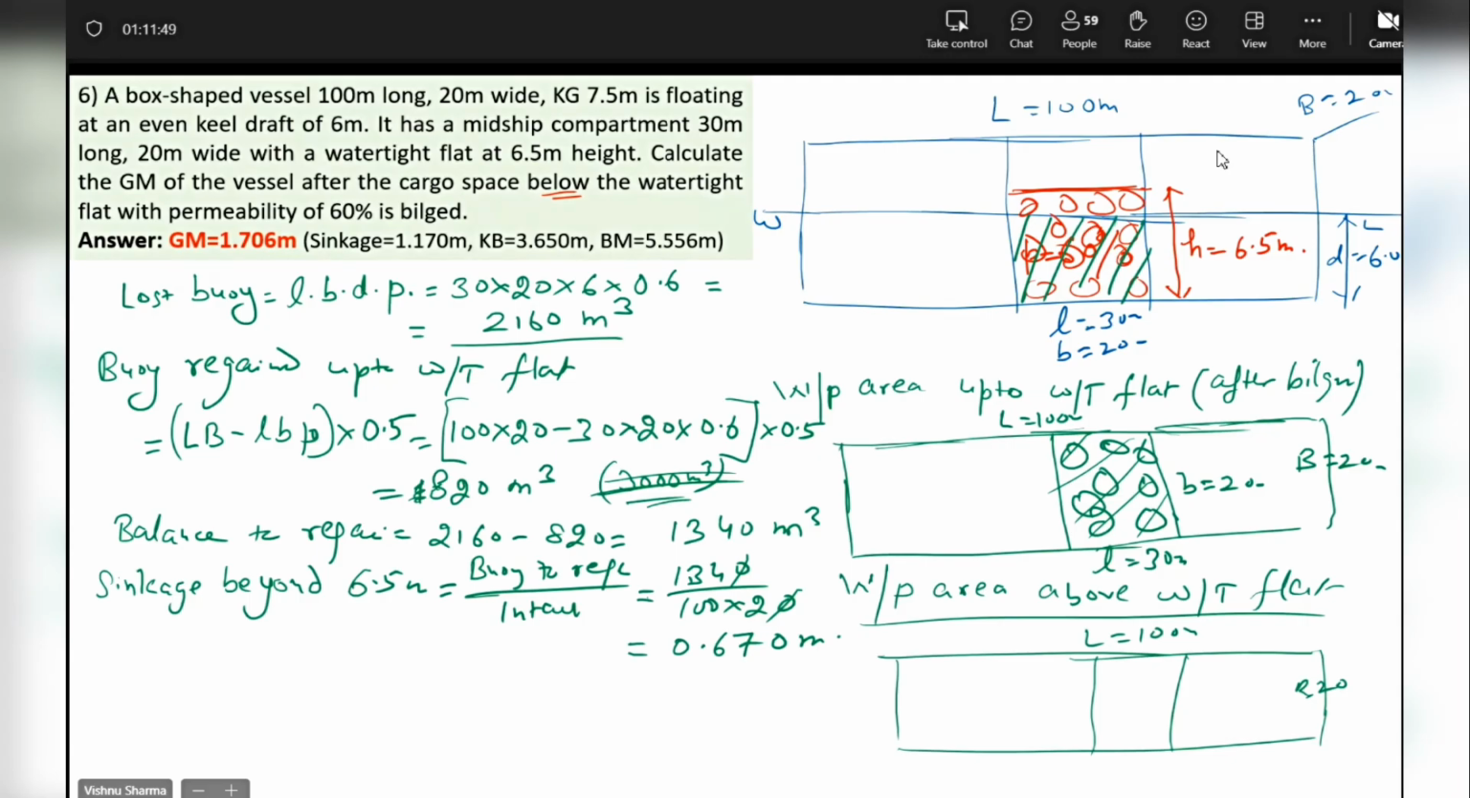So your total sinkage in this case will be 0.5 meters that has taken place up to the watertight flat. Another 0.670 will take place beyond that. It will be a total of 1.170 meters. You can see this sinkage matching with here. The total sinkage will be 1.170 meters. This step gets added. This is an additional burden in the exams.